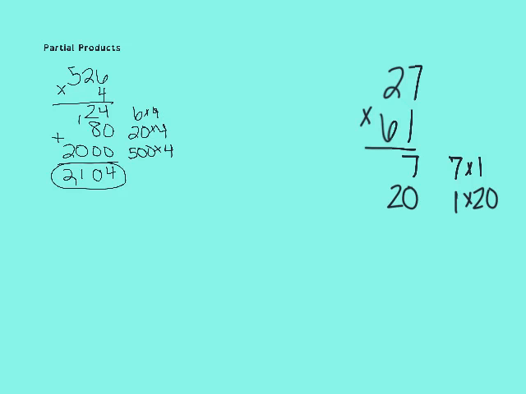Then we're going to multiply our other 1 by our 10. So 7 times 60. 7 times 60, 7 times 6 is 42. Add a 0, 420. Then we're going to multiply our 10s, 60 times 20. 6 times 2 is 12, add 2 zeros.